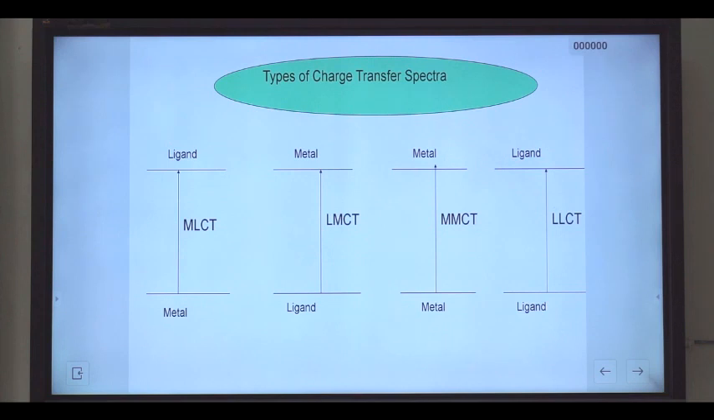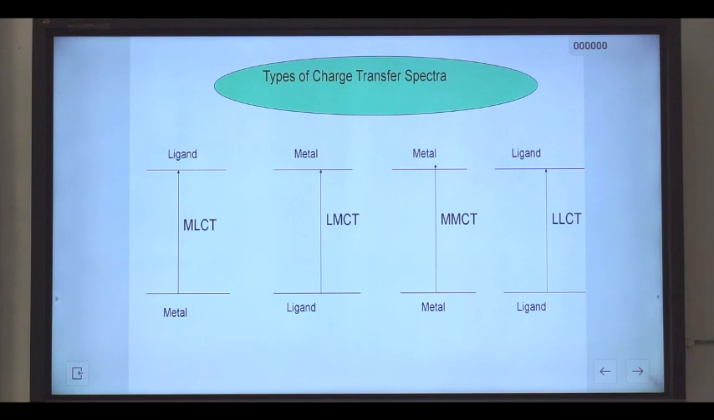In case of metal to ligand charge transfer, the metal should be in the low lying orbitals and the ligand should be at higher orbitals, that is, the metal should have filled orbitals and the ligand should be vacant. That is why the metal will transfer its electrons towards the ligand. In the other case, ligand to metal charge transfer, the ligand should be filled so that it is able to transfer the electrons towards the metal, and the transition takes place as LMCT.